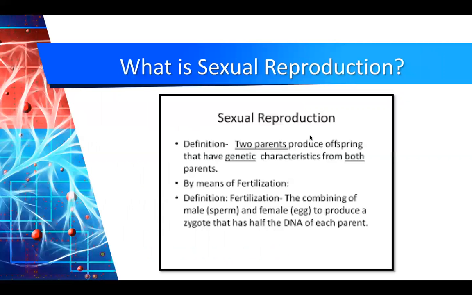Okay, so what is sexual reproduction? Definition: there are two parents, and the offspring have genetic characteristics from both parents by means of fertilization. Fertilization is the combining of the male sperm cell and the female egg cell to produce a zygote, which is the new creation and has half the DNA of each parent.